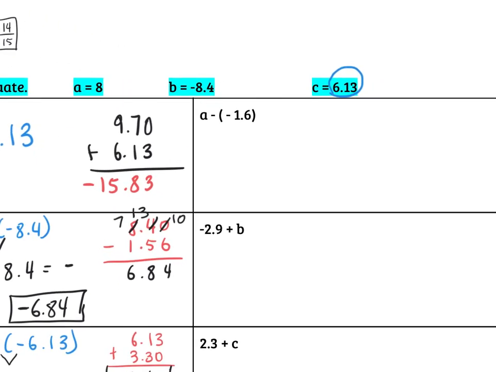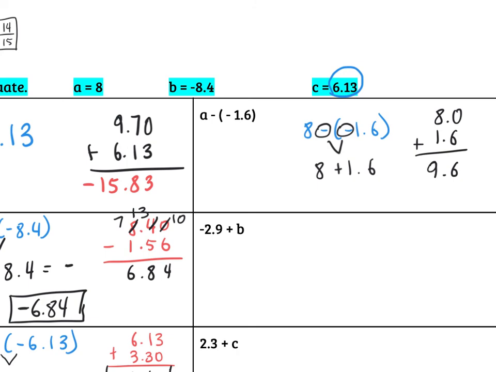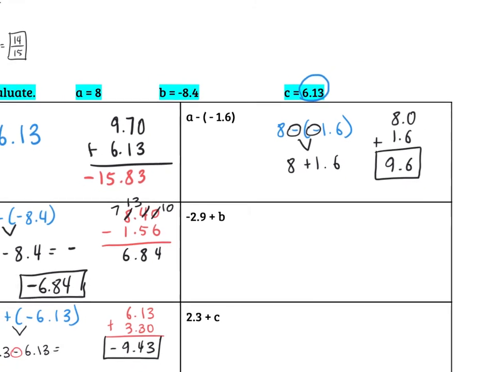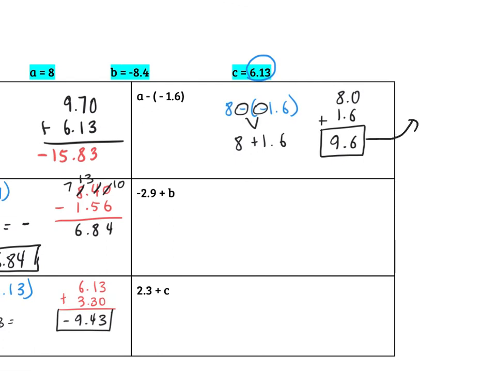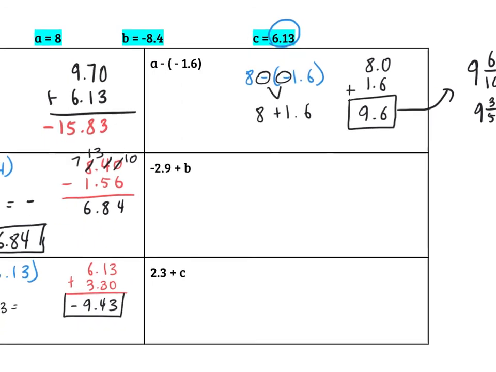Let me come up here. Okay, A is 8. So I'm going to plug in 8 minus negative 1.6. And a negative gives me a positive. I'm really just adding over here. 8.0, 1.6. You could have also turned these into fractions and added this as a fraction. What would that give us? This as a fraction would be 9 6/10, and you could have even simplified it down if you wanted to, 9 3/5. It's not a requirement on this part though.